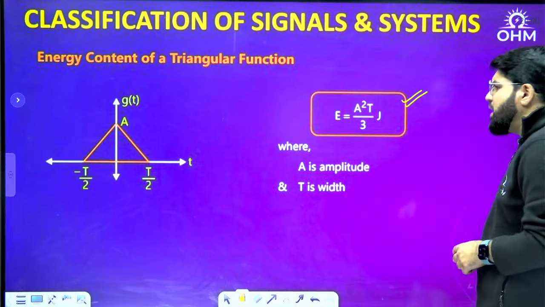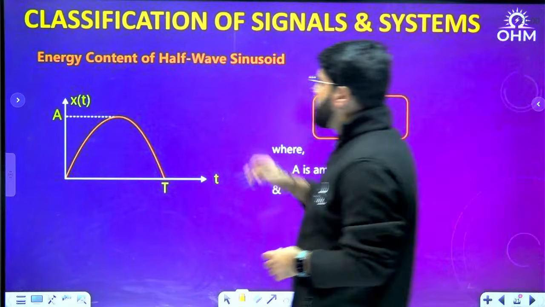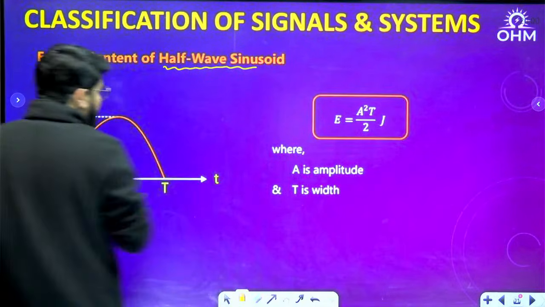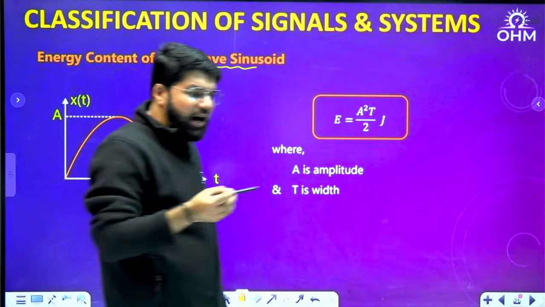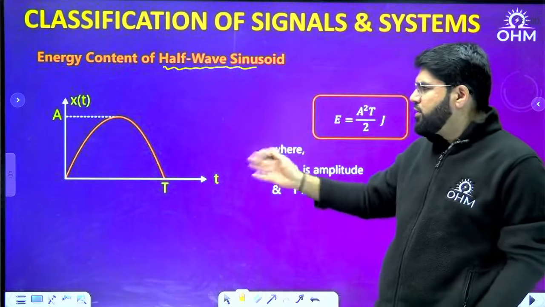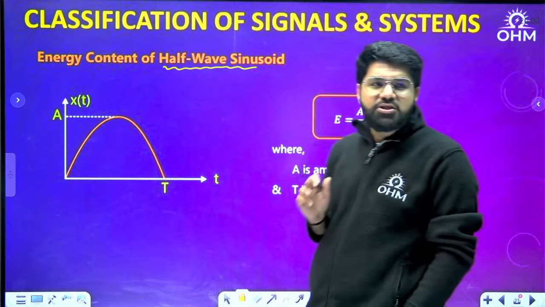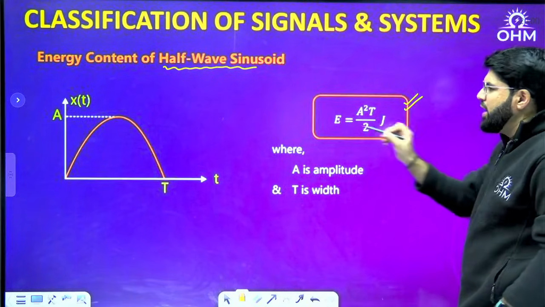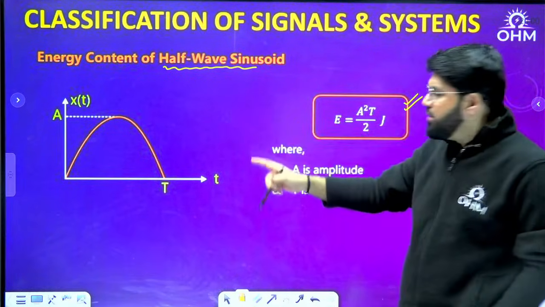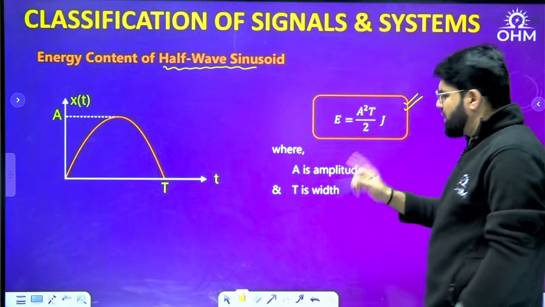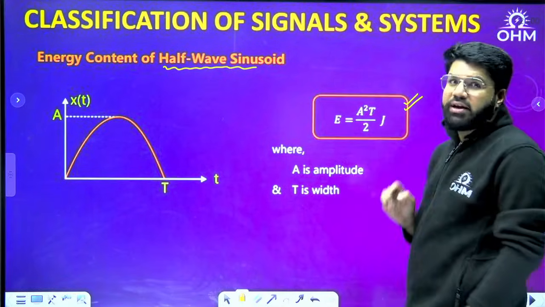One more important case is the half wave sinusoid, the half cycle of a sinusoid. Suppose I have drawn only the positive cycle of the sinusoid. The energy of it, calculated by the previous formula, will be A squared T by 2. A means the amplitude of the sinusoid, T means the width, the duration 0 to T, and then the whole divided by 2.